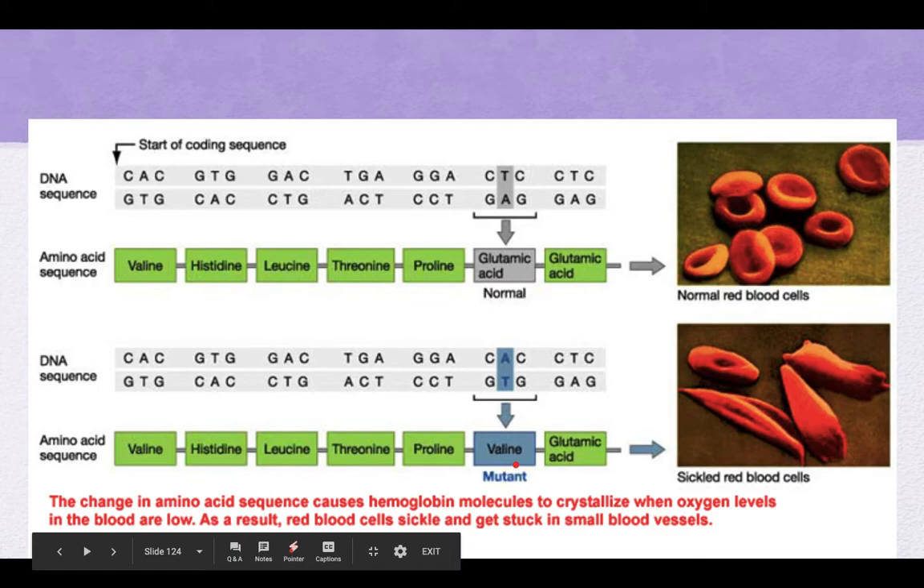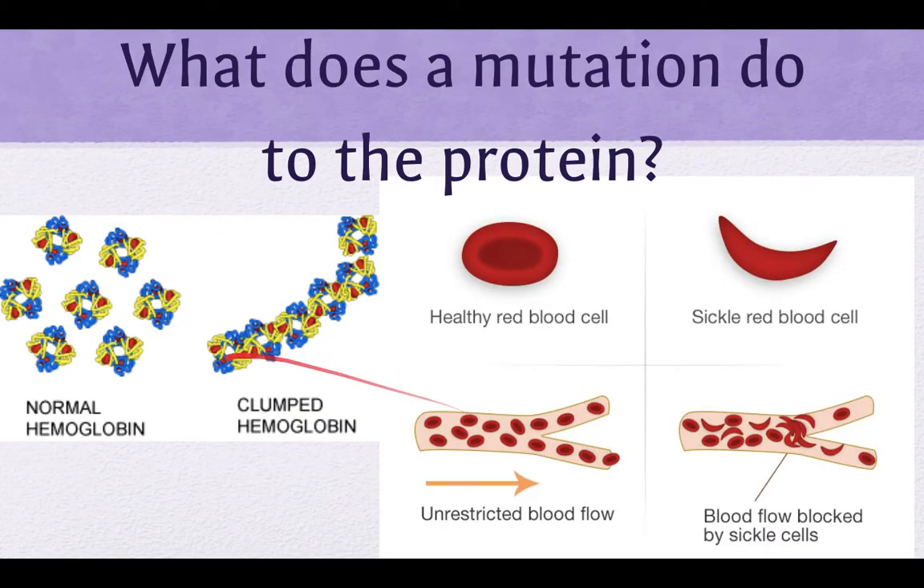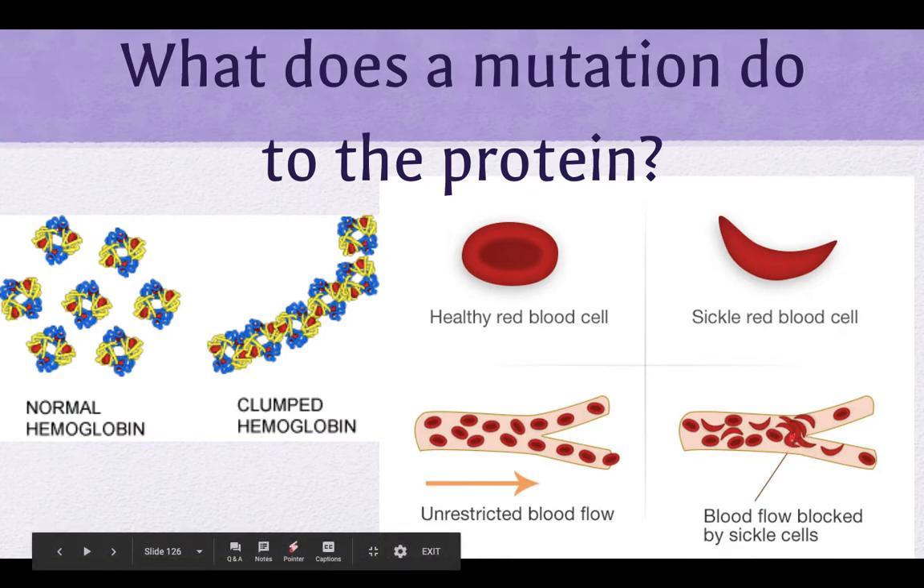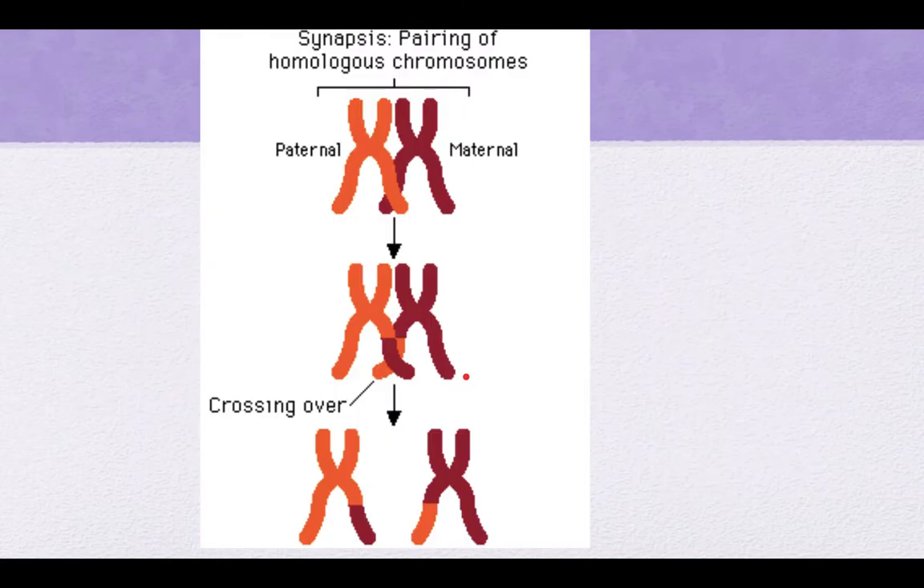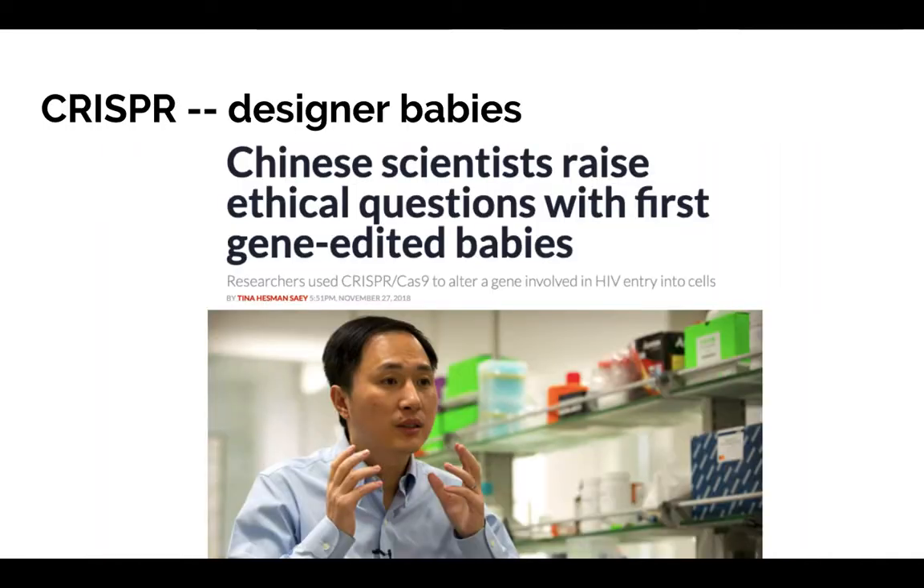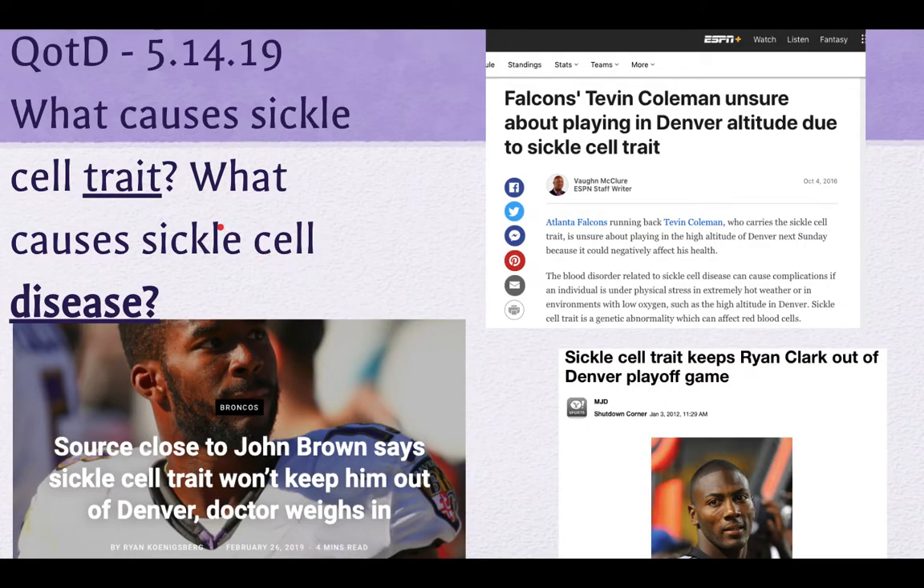So now you've got a different amino acid sequence, which means that your protein is going to be a little bit different shape and it's not going to work as well at grabbing oxygen, and it's going to cause more blood clots because those sickle cells, blood cells, kind of get caught up in your bloodstream. So that is what causes sickle cell anemia and sickle cell trait.